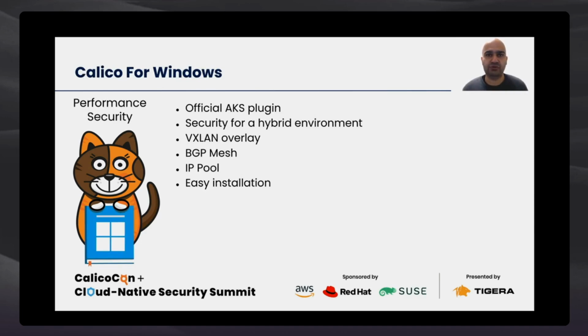Now let's switch realms and talk about Windows. Calico for Windows provides a familiar way to establish security for your hybrid cluster. Calico for Windows is the official Microsoft Azure Kubernetes plugin to establish security for a hybrid environment. On top of these, Calico offers features such as IP management, easy installation, BGP mesh, VXLAN overlay, and many more for these types of environments.